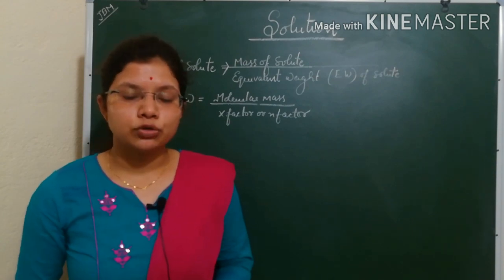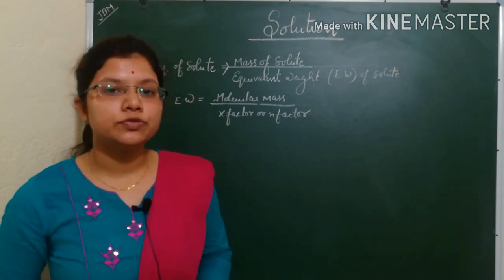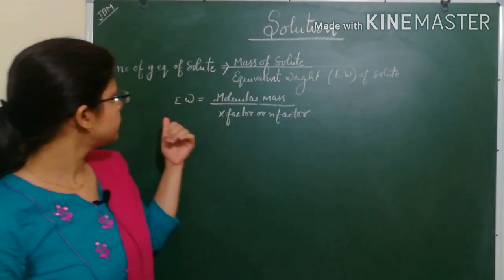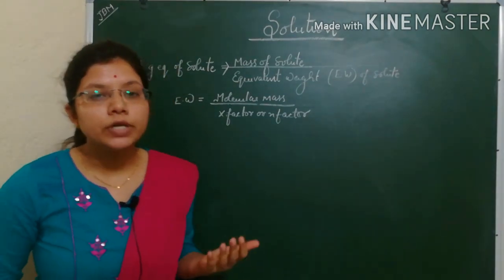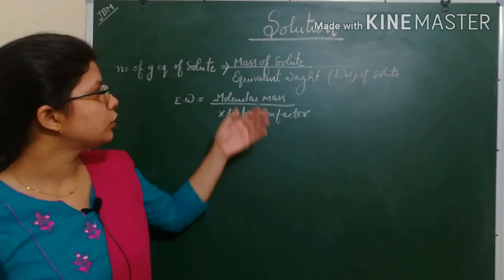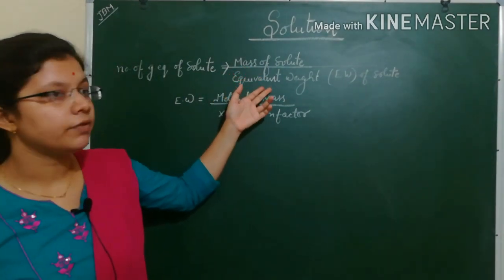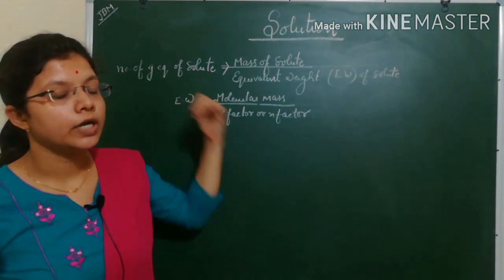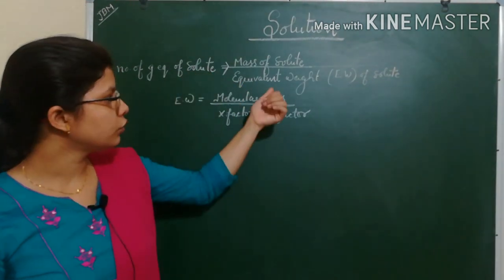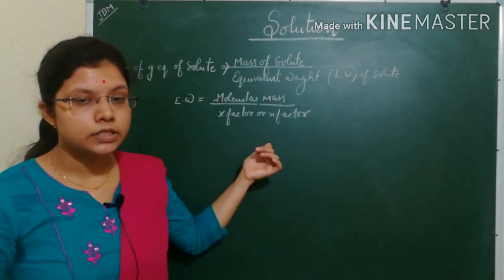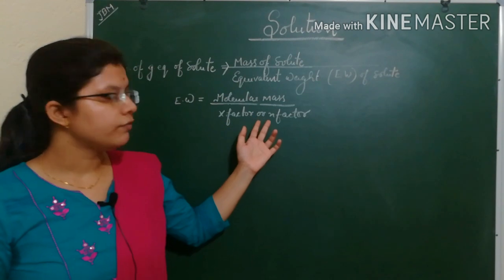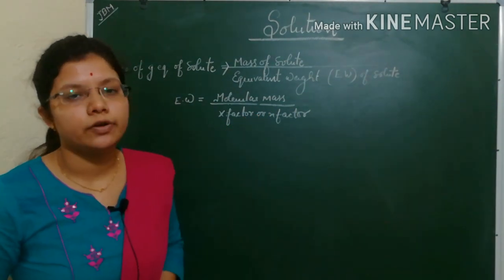In last video, what we discussed? In last video, we discussed about the gram equivalent of a solute and equivalent weight. How we calculate the gram equivalent of a solute? Mass of a solute divided by the equivalent weight. Then we will get the number of gram equivalent of a solute. What is equivalent weight? Molecular mass divided by the x factor or n factor. The x factor also known as the n factor.